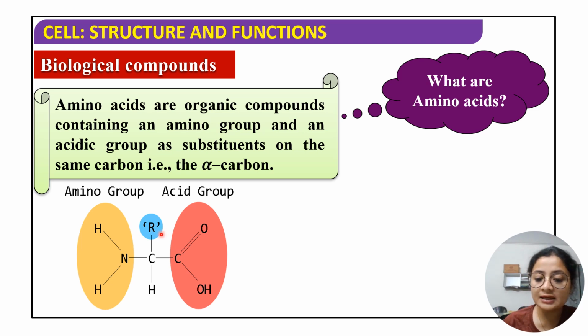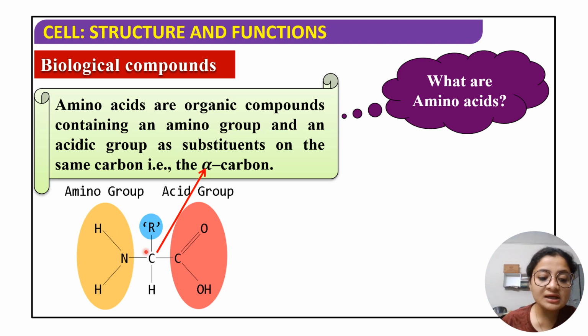And what is this R? Again, something I have already told in the previous session, that R is the functional group, or it is also referred to as the side chain. This R will keep varying from one amino acid to another. In fact, depending on what group is present in the position of R, the particular name of that amino acid will be given. We will be seeing that in the upcoming slides.